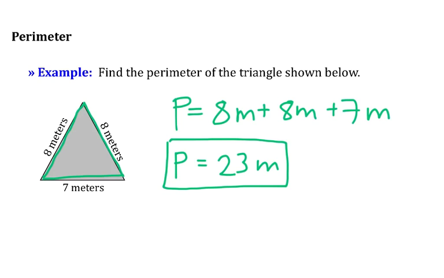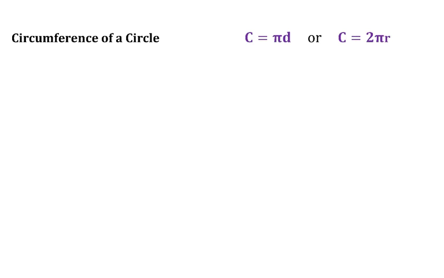Now the one exception I mentioned briefly earlier, which may not be intuitive, is when talking about the perimeter of a circle. So when we talk about the perimeter of a circle, we use the word circumference. And there are 2 ways of finding circumference depending upon whether you know the radius of the circle or the diameter. So I'm just going to draw 2 pictures real quick to clarify what those 2 values are.